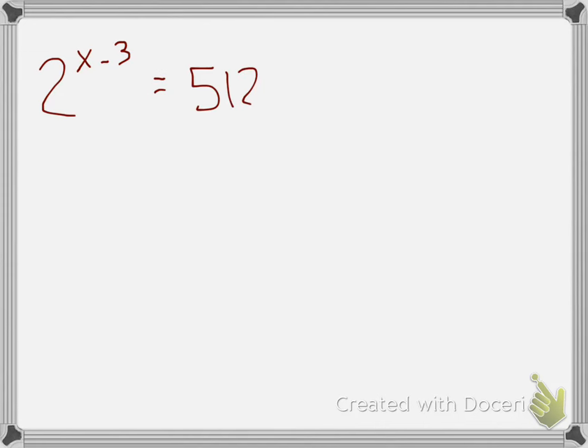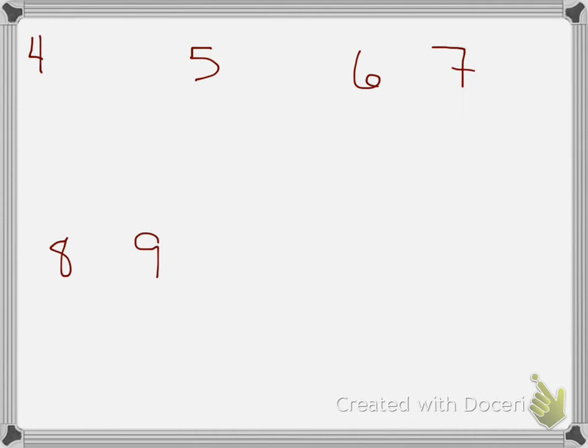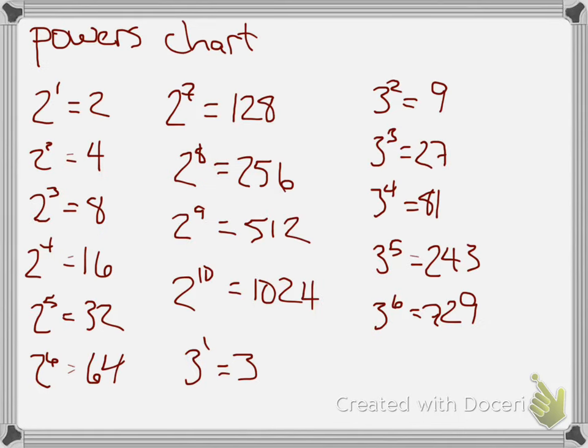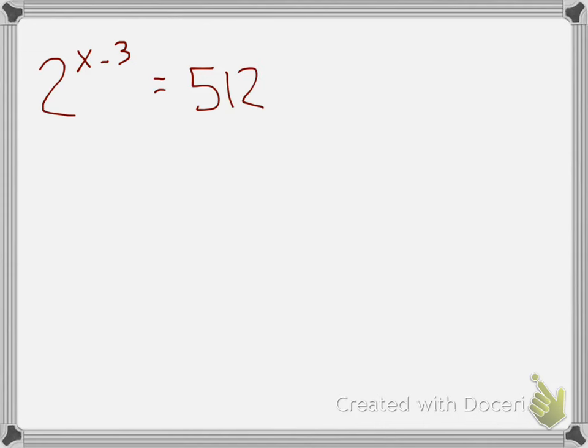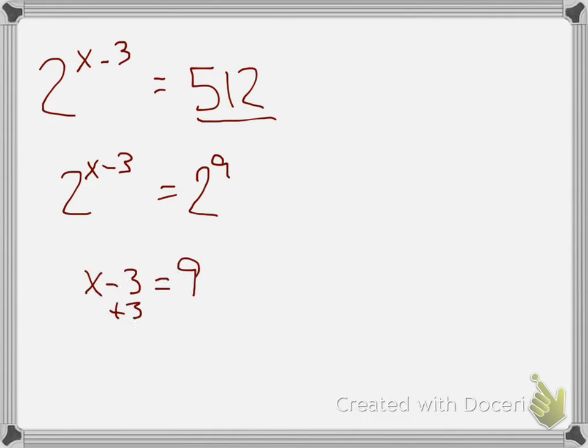And here's why. If you look at a problem like this, 2 to the x minus 3 power is equal to 512. Well, what is 512? If you go back to your chart, you could easily see 512 is 2 to the 9th. So then that means then I could say 512 is equal to 2 to the 9th. And then since the bases are now the same, I can say x minus 3 equals 9. So then solving for x tells me x is equal to 12.